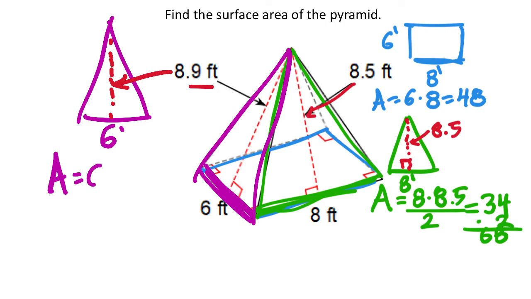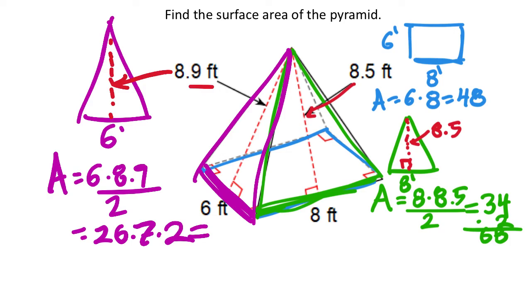I'm going to take the base, which is 6, and multiply it by the height, 8.9, and just divide that by 2. 6 times 8.9 divided by 2, I get 26.7. But there's 2 of them, so I'm going to multiply that by 2, which is 53.4.